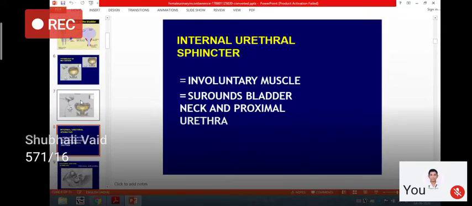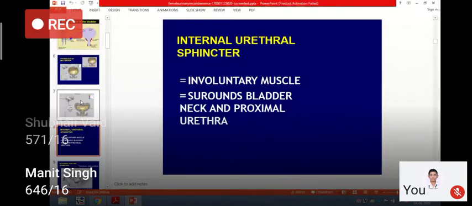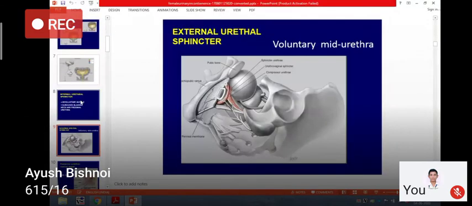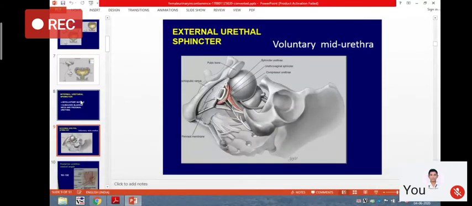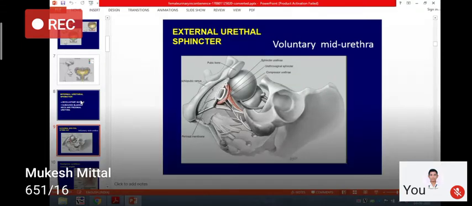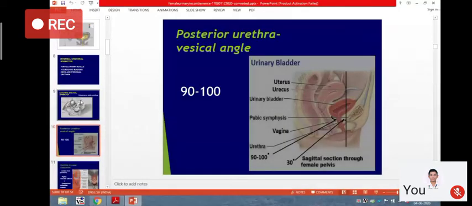So the internal urethral sphincter is made up of involuntary muscle which surrounds the bladder neck and the proximal urethra. And the voluntary mid-urethra portion has the external urethral sphincter, consisting of sphincter urethrae, urethrovaginal sphincter, and the compressor urethrae. Now it has been shown that normally the posterior urethrovesical angle is around 90 to 100 degrees.